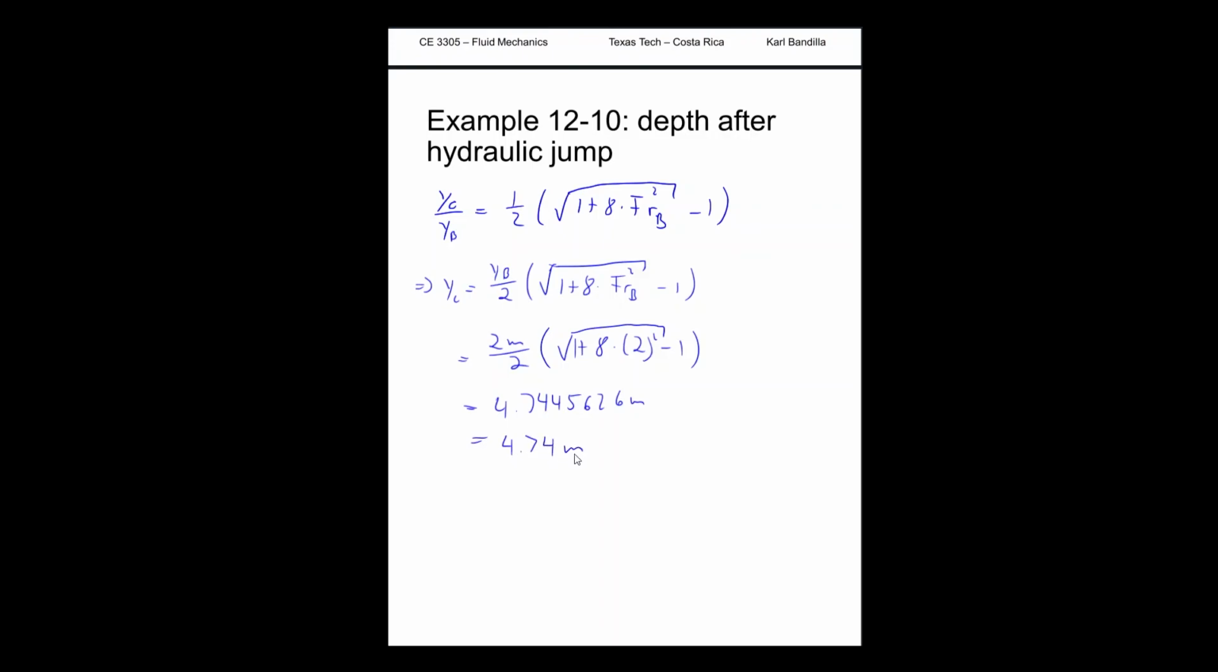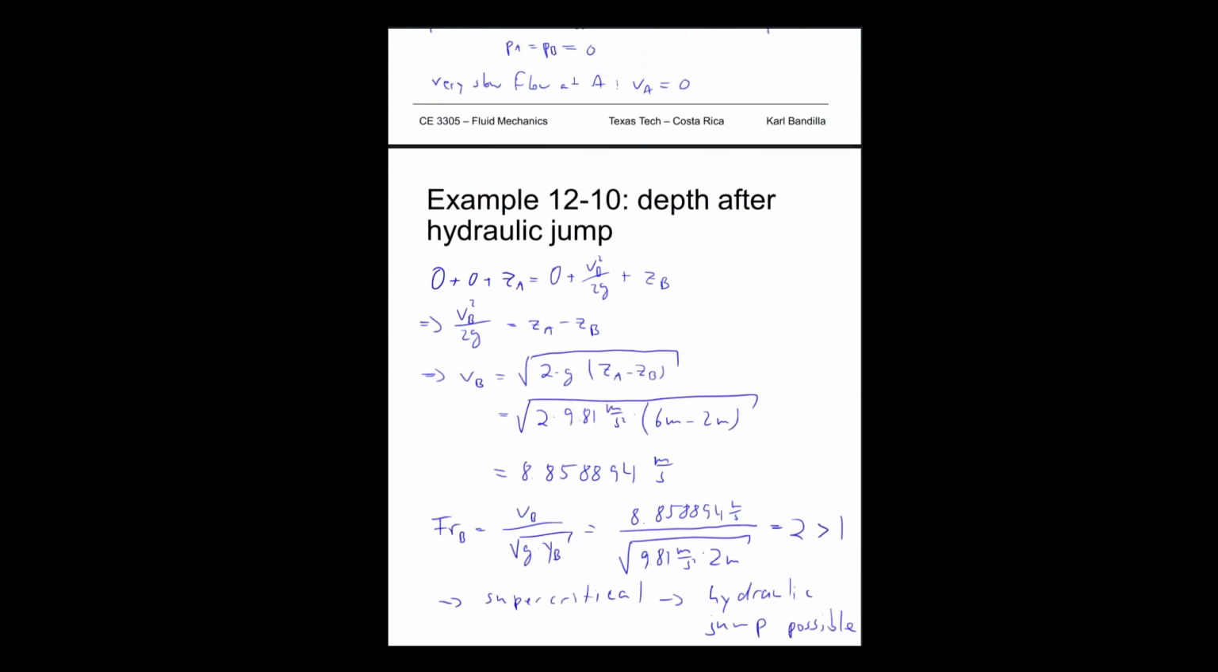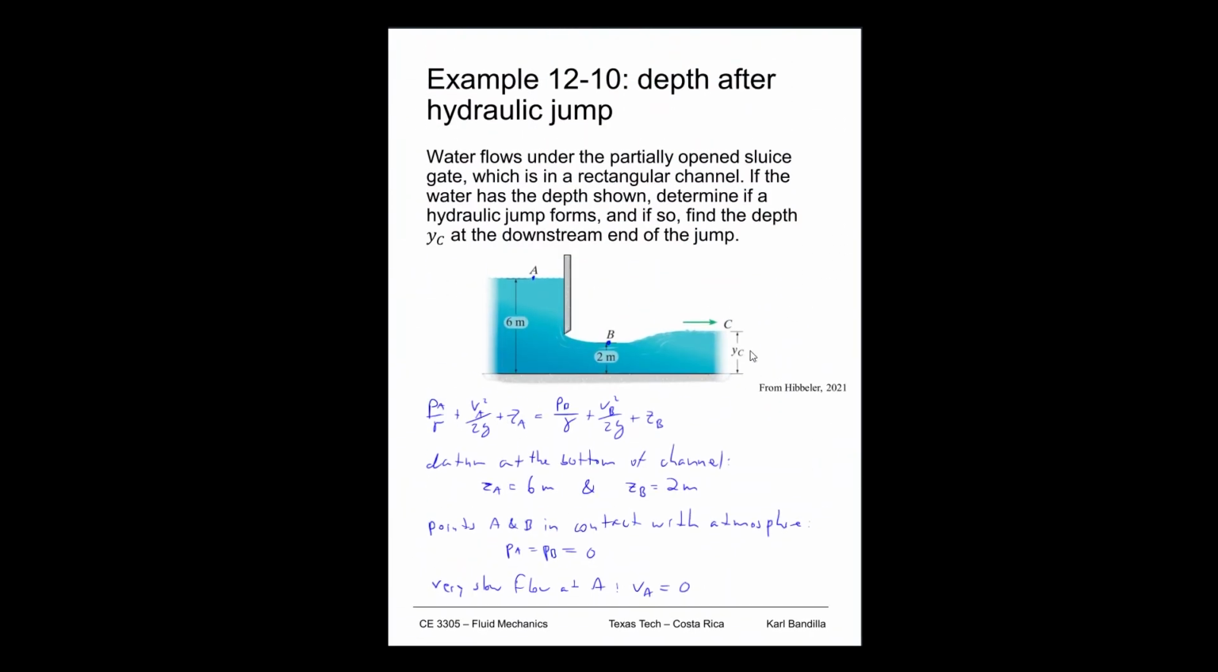or if we round it to 3 significant digits, we get 4.74 meters, which is exactly the depth that we would get at this location C right here. Right. If the depth here is 6 meters and 2 meters there, then we can figure out what the depth is over there using Bernoulli and then using the equations that we derived for the hydraulic jump.